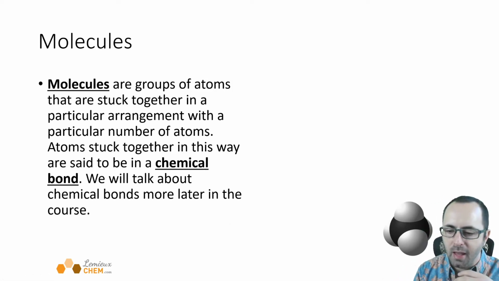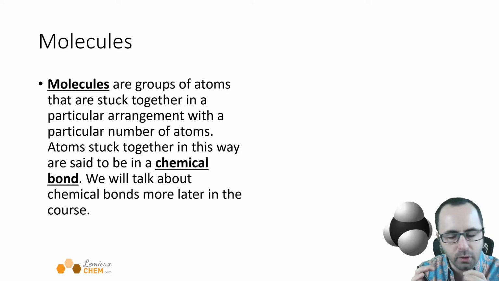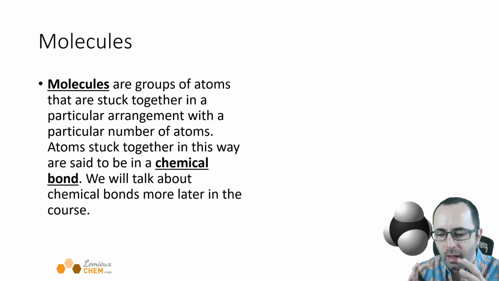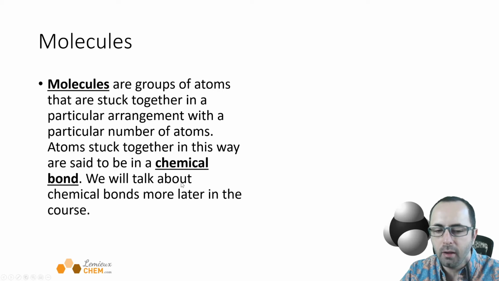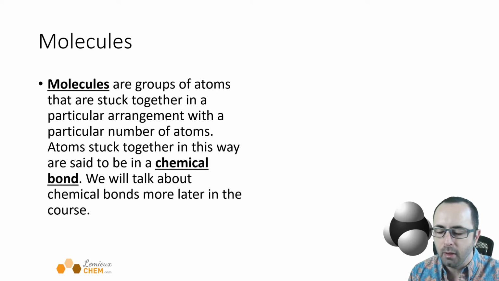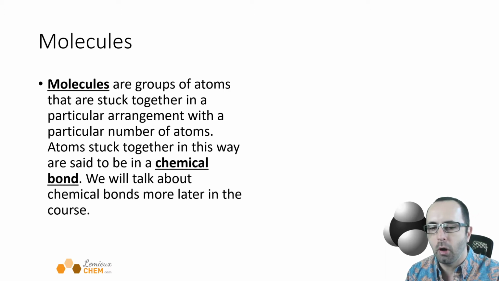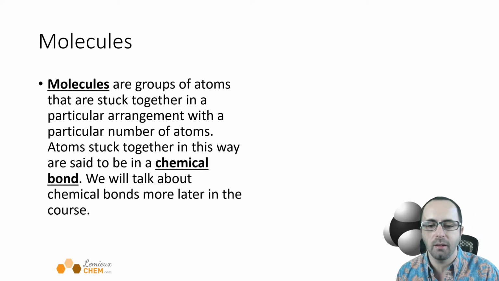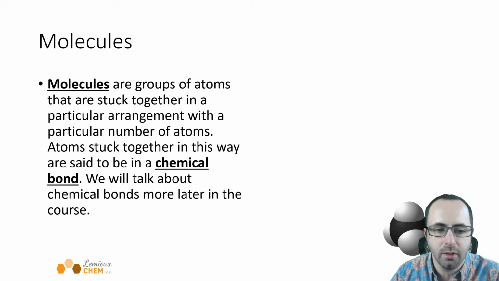Molecules are groups of atoms that are stuck together in a particular arrangement. So if you see the one by my head, they're stuck together in this arrangement where there are these white spheres, which represent hydrogen atoms, stuck to a black sphere, which represents a carbon atom, and they're distributed around the carbon atom in a certain arrangement. The atoms that are stuck together in this way are said to be in a chemical bond, and we'll talk about why chemical bonds happen very soon. They essentially happen because electrons, which are negative, are attracted to protons, which are positive, and the neighboring atoms have protons, so the electrons can be attracted to them, and that can help to stick the atoms together.